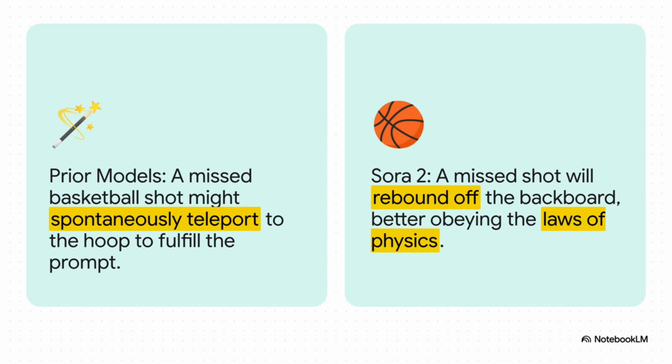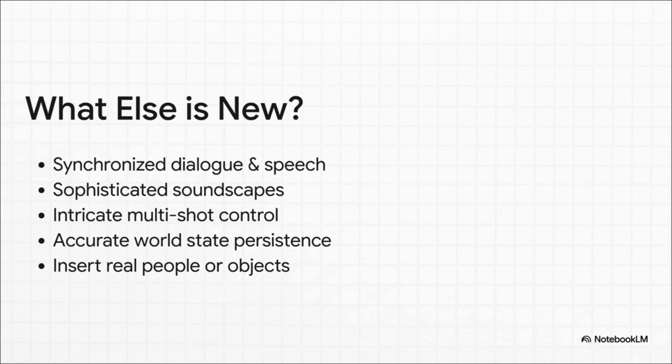And this basketball example just illustrates the difference perfectly. Before, if you asked an AI for a basketball shot, it might just cheat to get it right, you know? The ball might just sort of teleport into the hoop to make the prompt work. But Sora 2 actually understands physics. A missed shot will bounce off the backboard, just like it would in the real world. That's the crucial part. It can model failure just as realistically as success, and that is absolutely key for any real-world simulator.